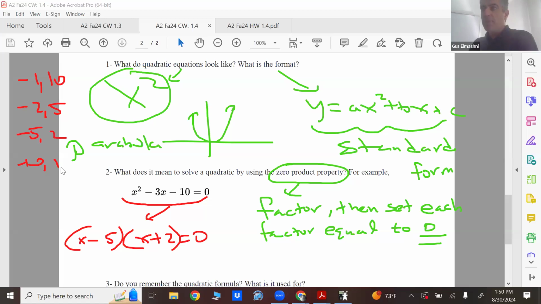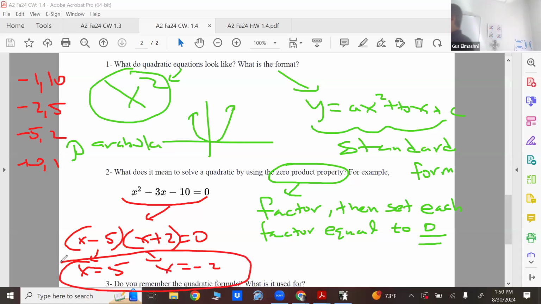So (x minus 5)(x plus 2), that's pretty simple. So one of these two things has to equal 0. Either this has to be 0 or this has to be 0. So what if I set the first one equal to 0? x equals 5. What if I set the second one equal to 0? x equals negative 2. And those are your answers.